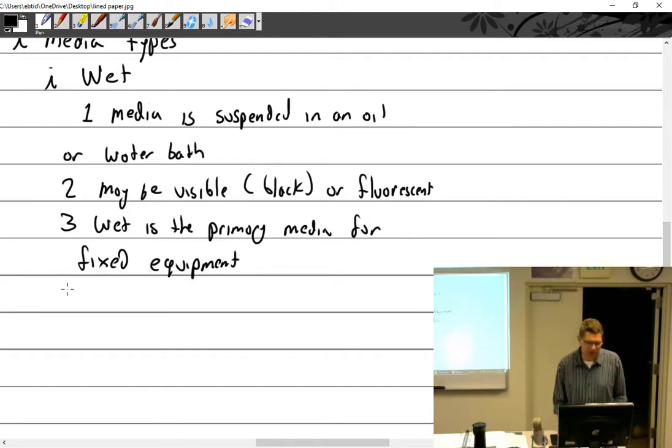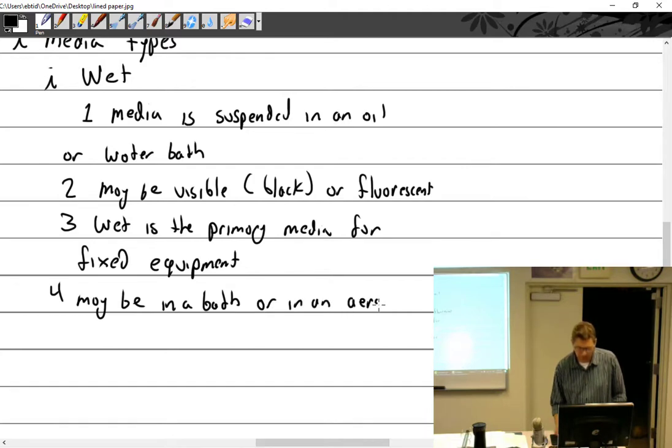So wet is the primary media for fixed equipment, and maybe in a bath or in an aerosol can.